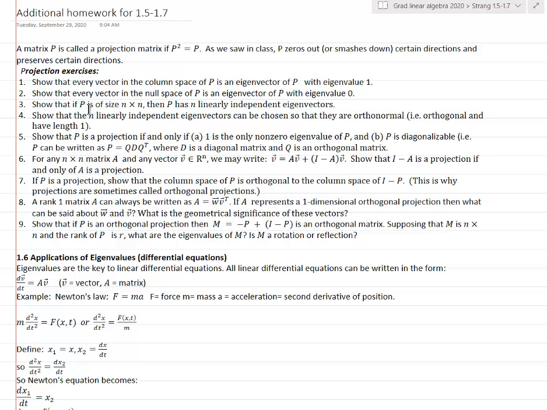All right. Now show that the n linearly independent eigenvectors can be chosen so that they are orthonormal. That means orthogonal and have length 1. So this just means that the set of linearly independent eigenvectors has an orthonormal basis, a set of vectors that spans the set of eigenvectors, and all the vectors are orthogonal and have unit length.